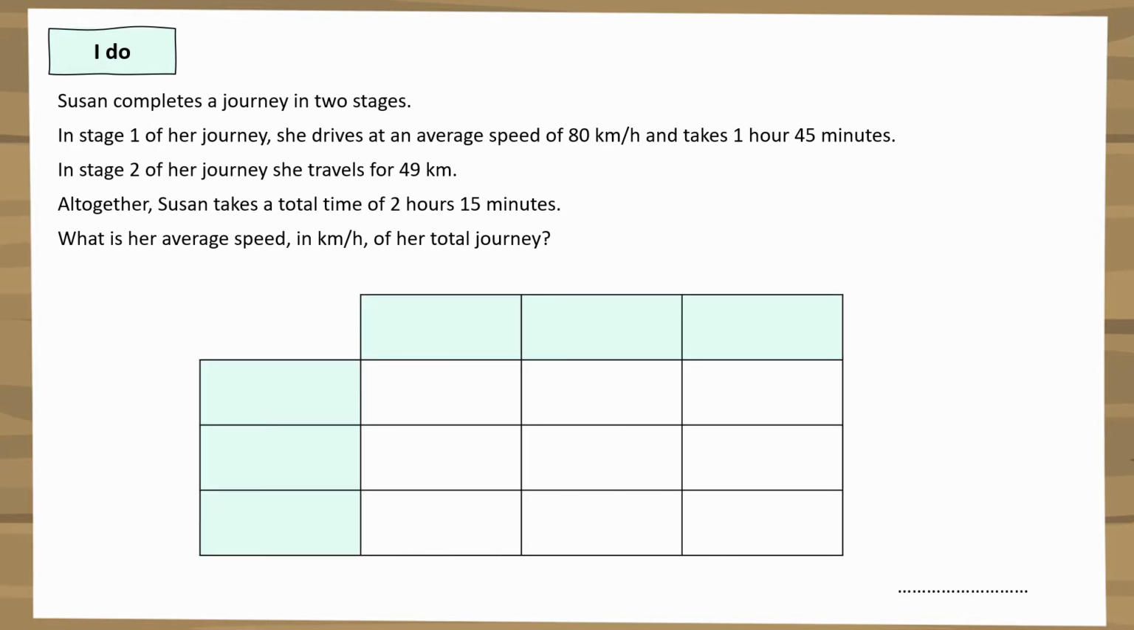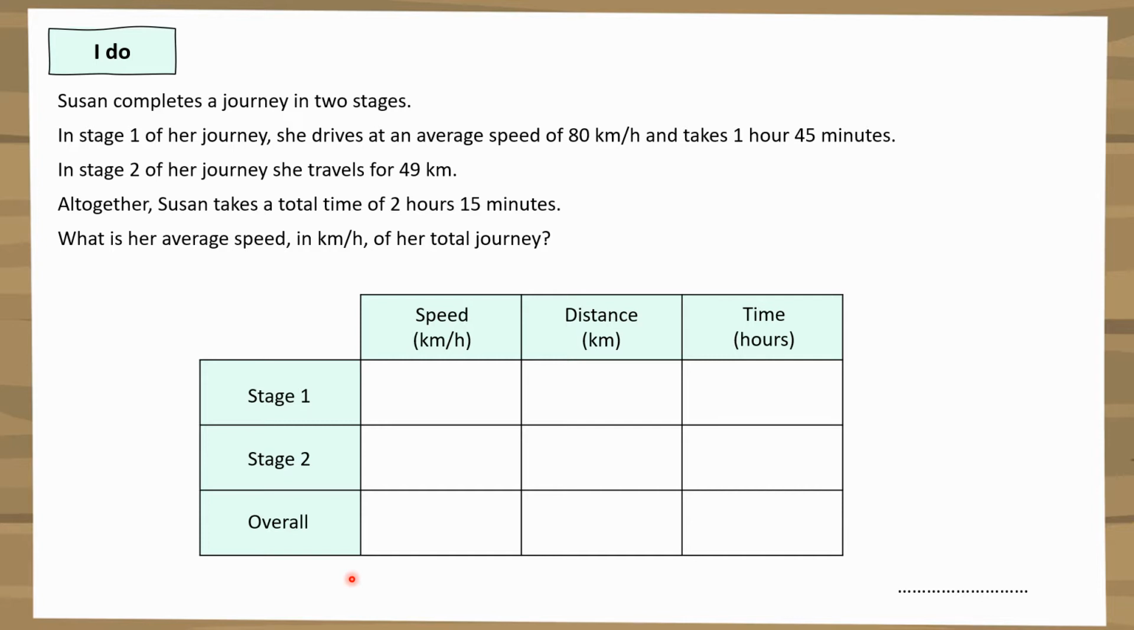So I need 3 columns and 3 rows. So my 3 columns here are going to be my speed in kilometers per hour in this question, my distance in kilometers, and my time in hours. And then going down on my rows, I have stage 1 of my journey, stage 2 of my journey, and my overall journey. So I'm going to fill in the information that I've got in the question first.